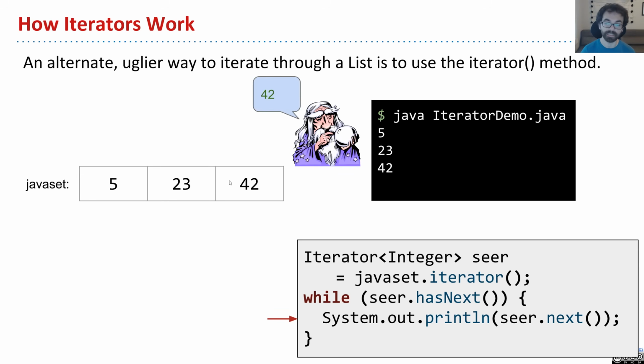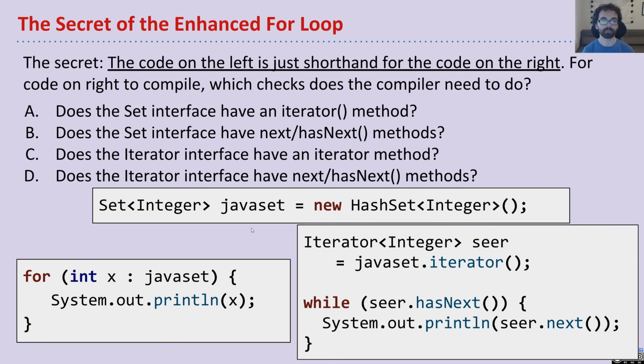and out of the set, so there's nothing left. And so on the next call to hasNext, the wizard will say false. Okay? So that's the basic idea behind how iterators work. They walk their way through the object, giving us information.